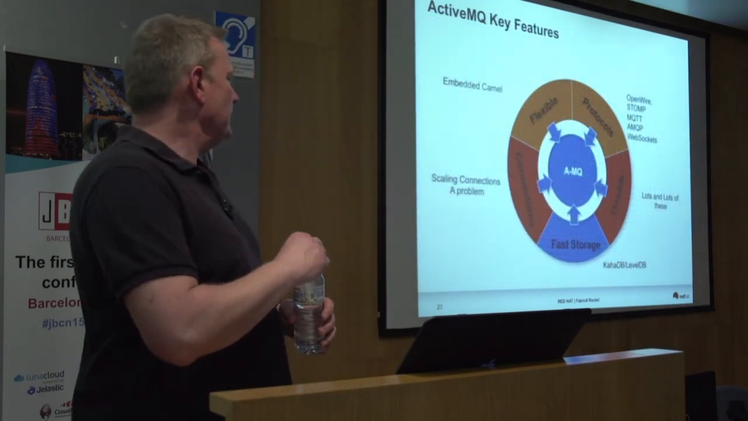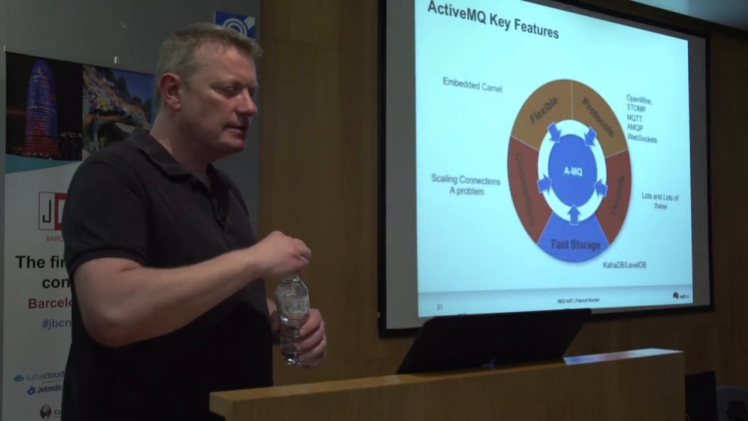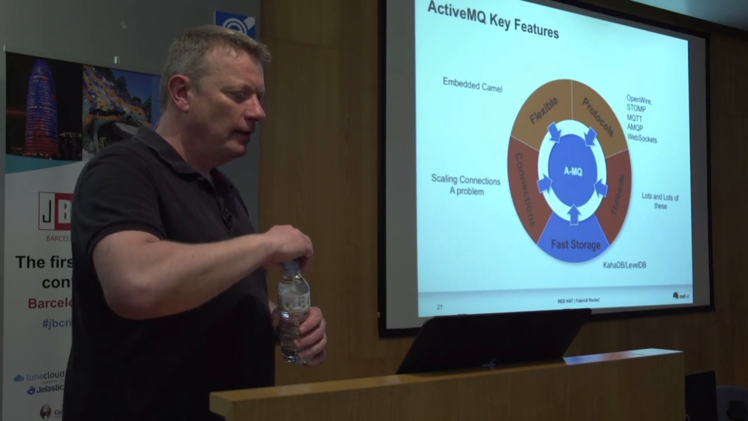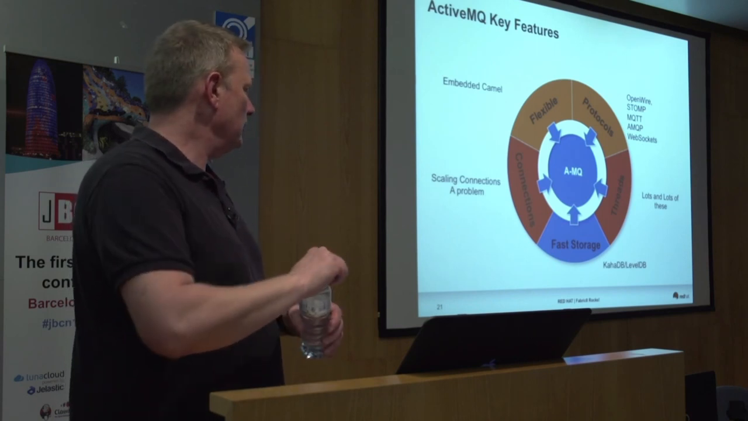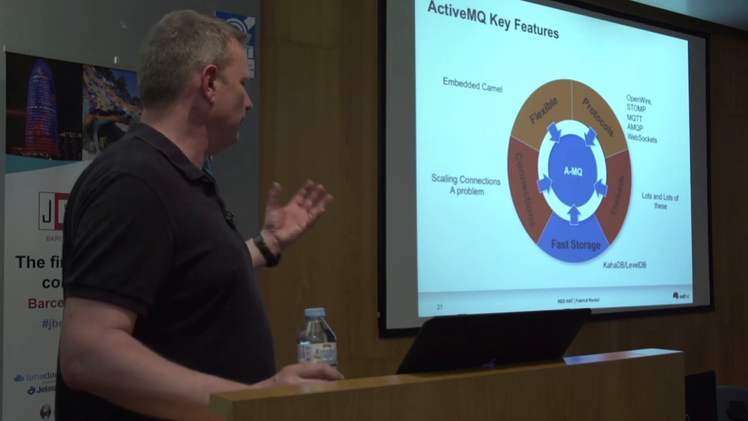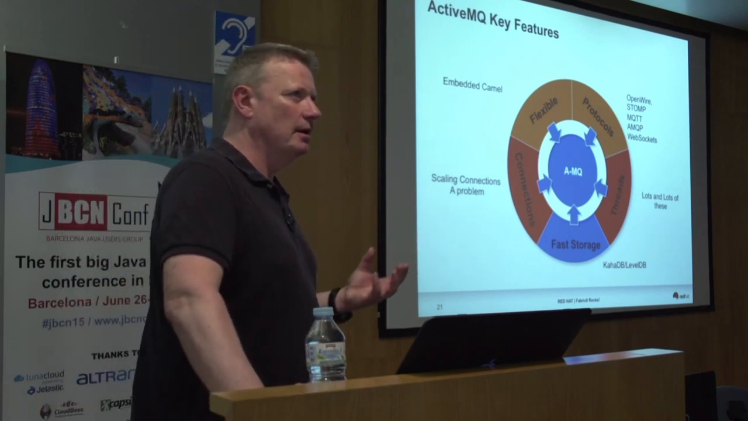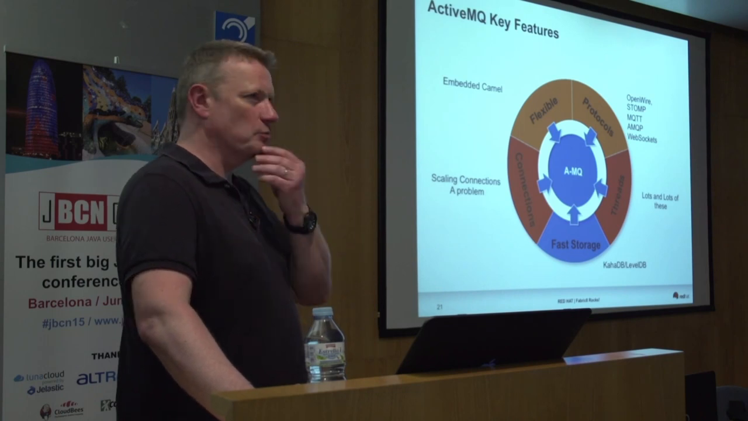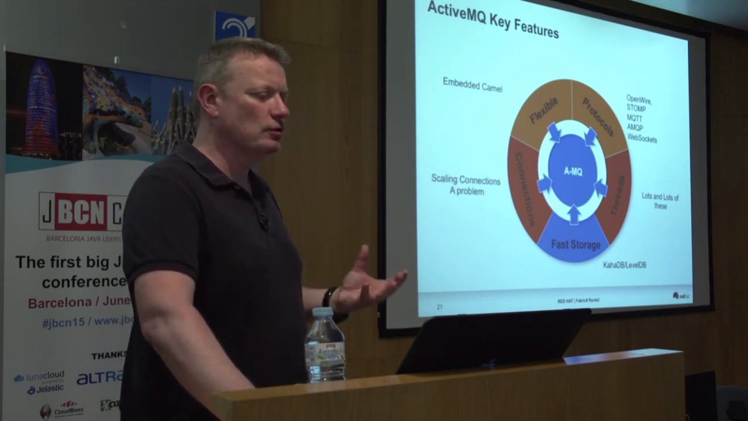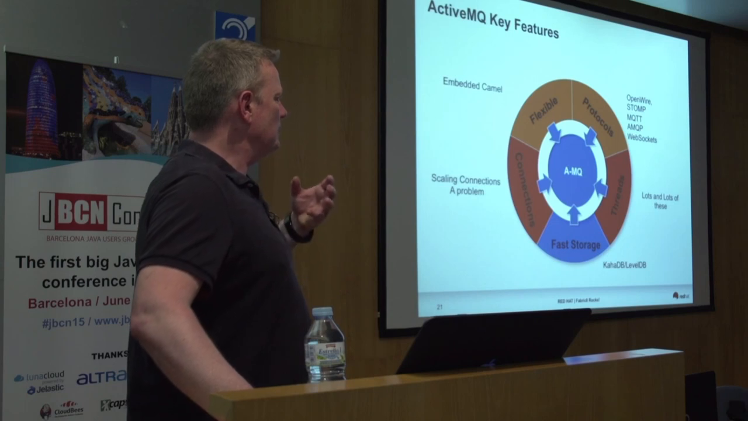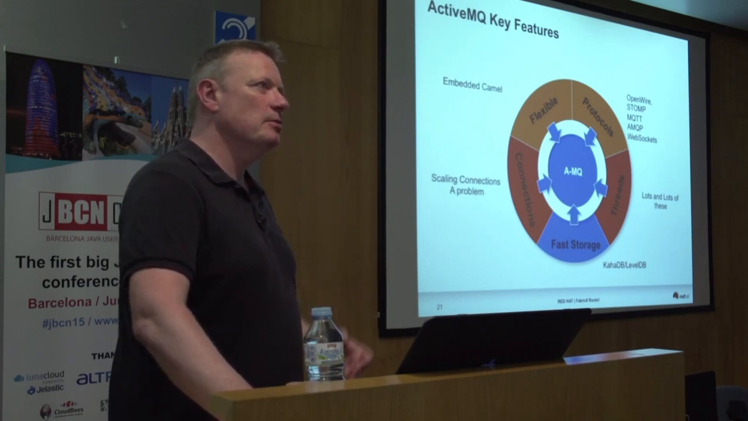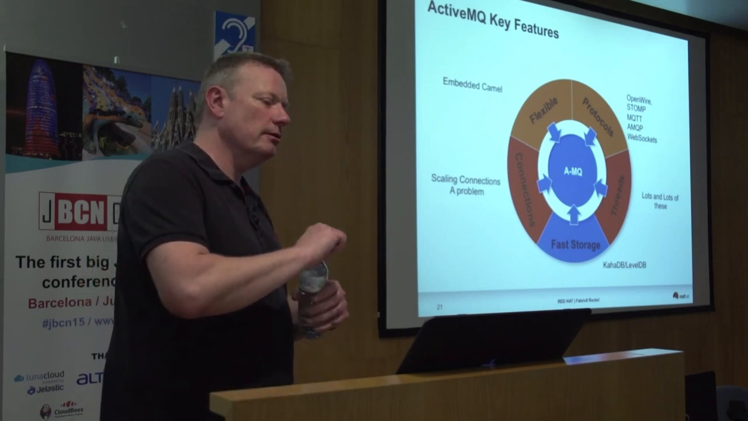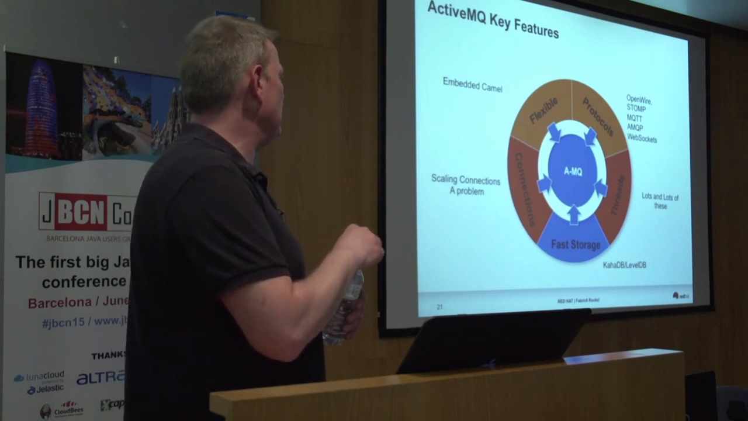So if you look at ActiveMQ and what it actually has, it's got a lot of flexibility being built in around that core. It started off really being designed to be fast, and it is relatively fast as a message broker if you're just using it to store messages. But it's also got extremely flexible. There's a lot of flexibility built into ActiveMQ. You can do a lot of things with it. I mean, you can embed Camel in it, for example.